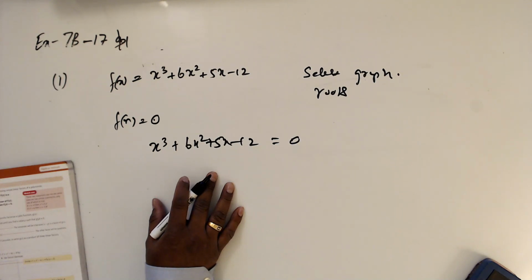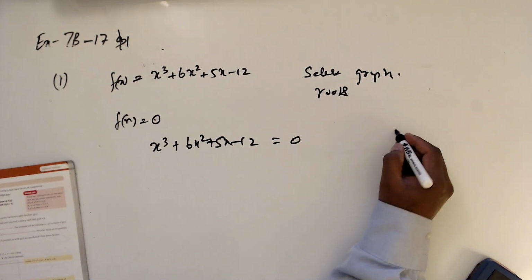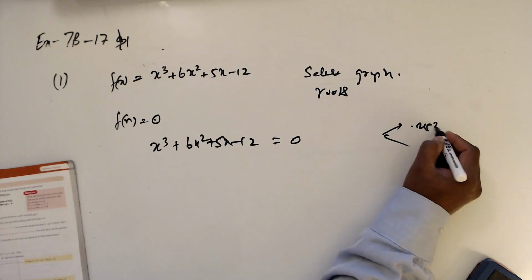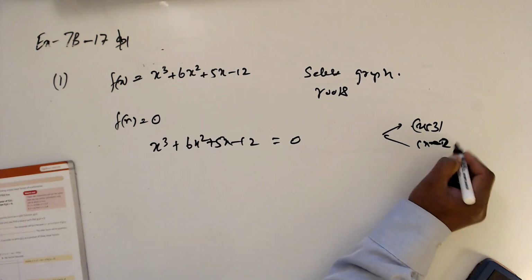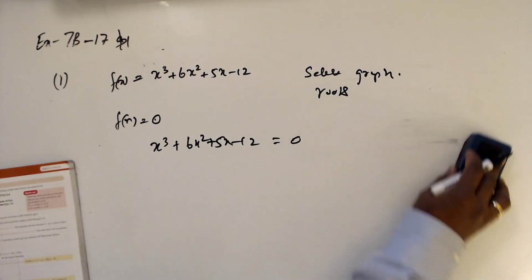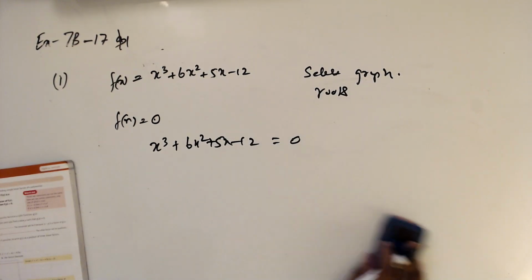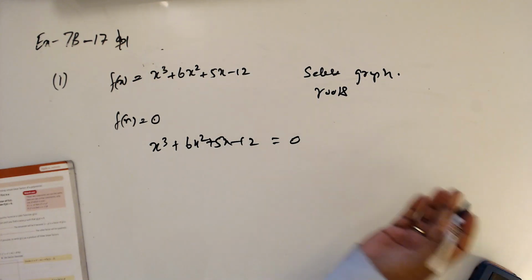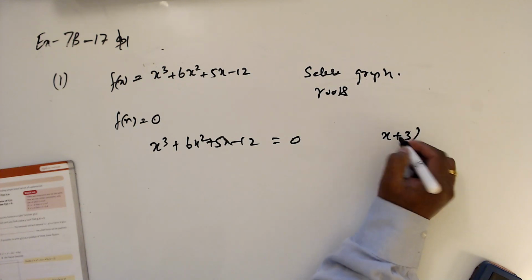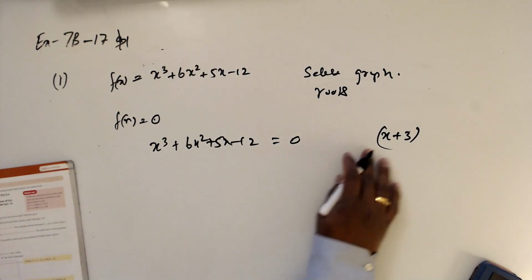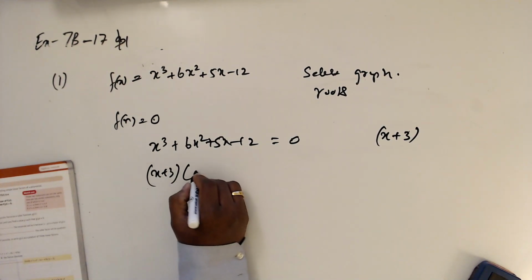Now you have to factorize this one to find the roots. There's a way to find which one is a factor, x plus 3 or x plus 2. We'll discuss that in the next session with the factor theorem. Okay, I will give that x plus 3 is a factor. Then you have to divide this one by one. We will come to this stage.